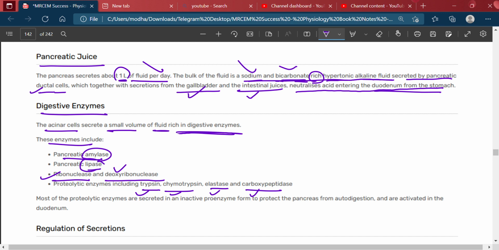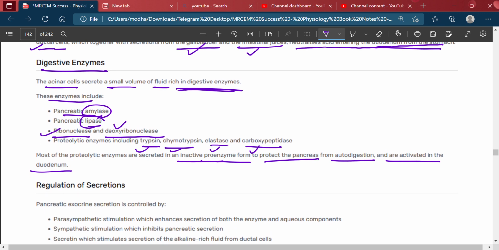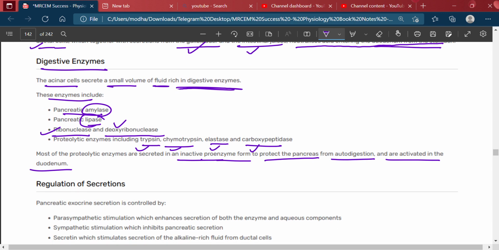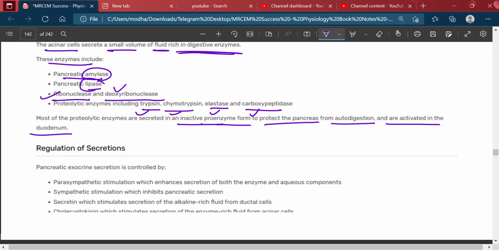Most of the proteolytic enzymes are secreted in the inactive proenzyme form to protect the pancreas from autodigestion and are activated in the duodenum. Most of the proteolytic enzymes are in the inactive form in the pancreas, and after entering into the duodenum they get activated to protect the pancreas from autodigestion.